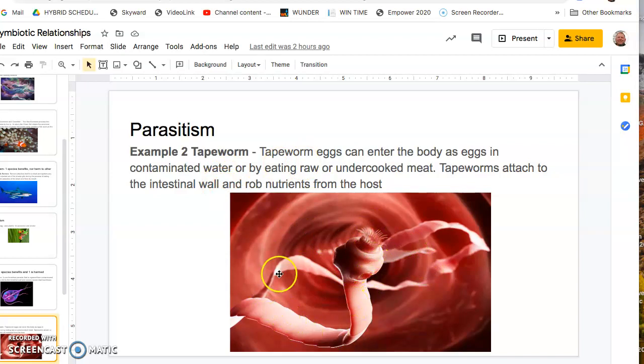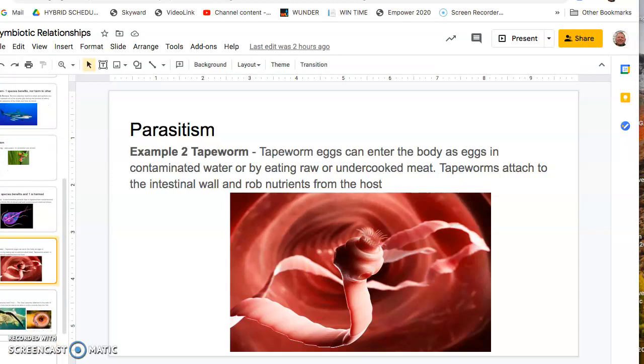And then this ribbon, this tapeworm, just robs you of nutrients. And so if you have a tapeworm, you can eat and eat and eat and never be satisfied, you're always hungry. So in this case, the tapeworm benefits because it's getting free food from you, and you are being harmed because you're being robbed of nutrients. Okay, let's move on to the next one.